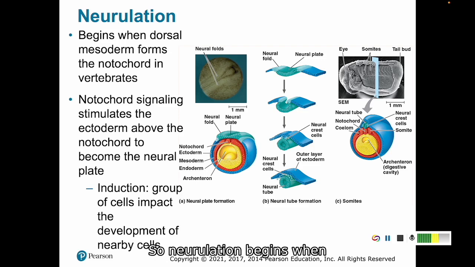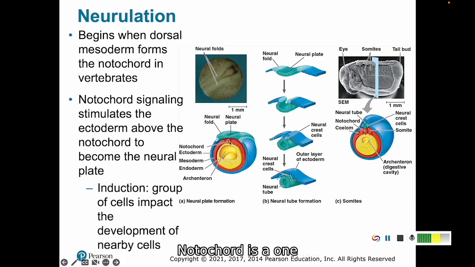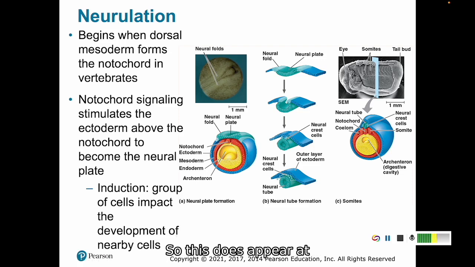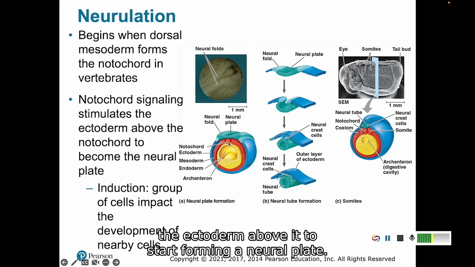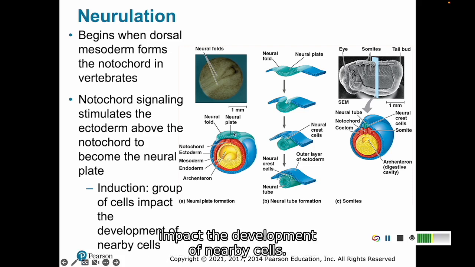So neurulation begins when the dorsal mesoderm is going to form a notochord. A notochord is one of the 4 defining features of all vertebrates. So this does appear at some stage of vertebrate development. The notochord will signal the ectoderm above it to start forming a neural plate. So here's the neural plate. This is called induction, when one group of cells can impact the development of nearby cells. Induction occurs a lot in development.